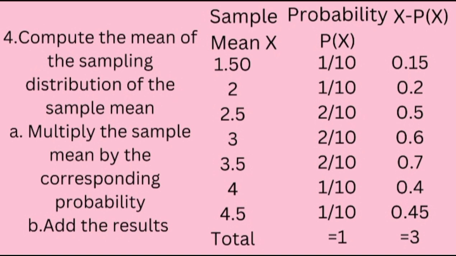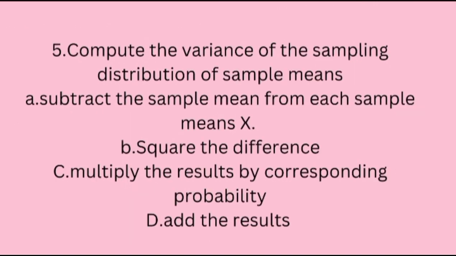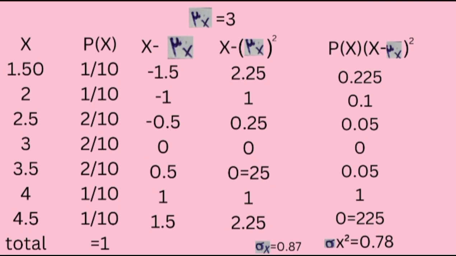So, when we add this, it is equal to 3. So, this is the mean of the sampling distribution of the sample mean. Compute the variance of the sampling distribution of sample means. Subtract the sample mean from each sample mean x. Square the difference. Multiply the result by the corresponding probability. Then add the results.